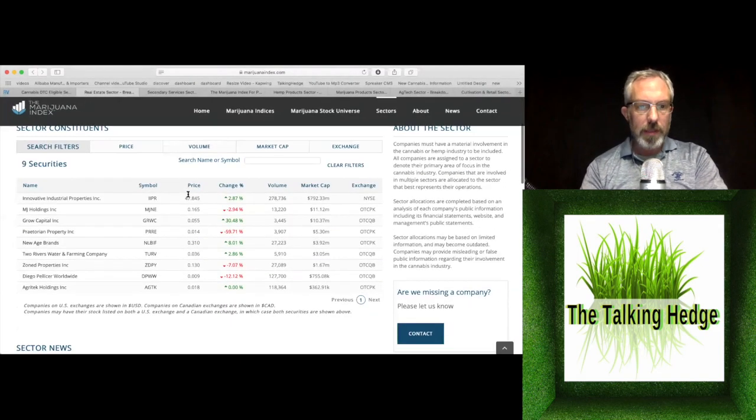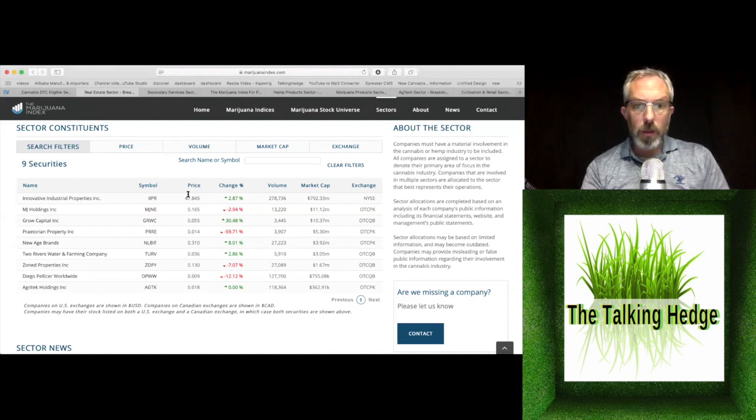Looking at the real estate sector, it looks like IIPR is up about 3%. It's only going to take a little bit of a reversal in commercial prices for that ETF, or for that real estate investment trust, or REIT, to completely collapse. You're seeing Grow Capital up 30%, but Proprietary and Properties, PRRE, is down 60% today. So I would look out for that.